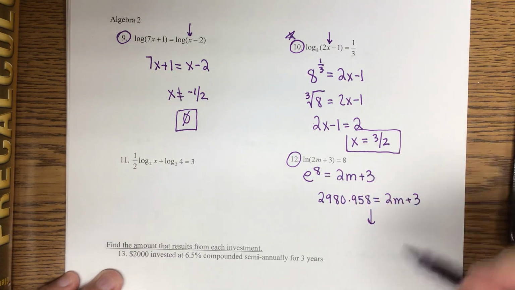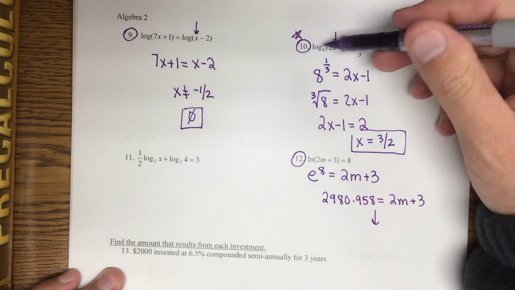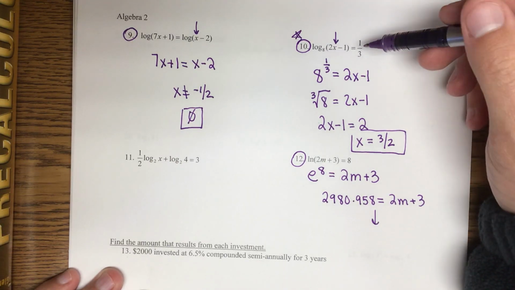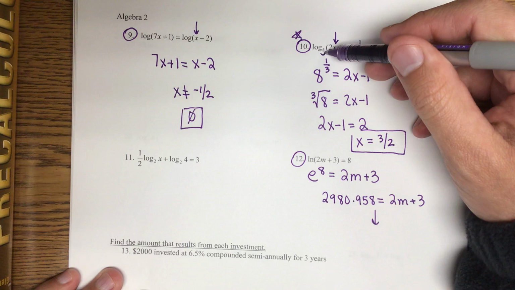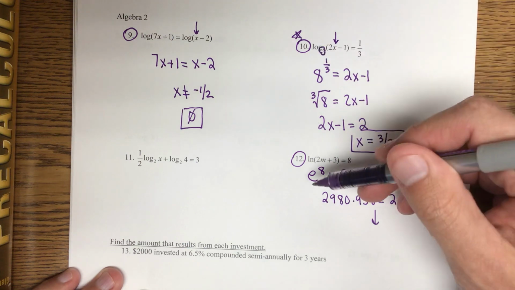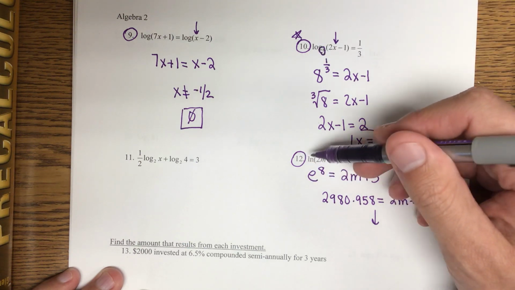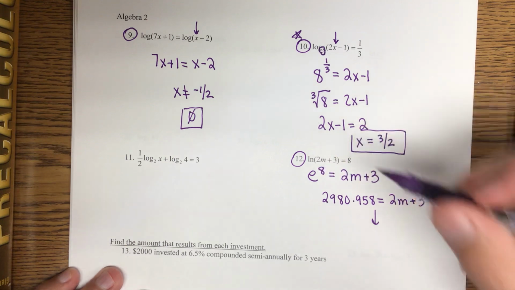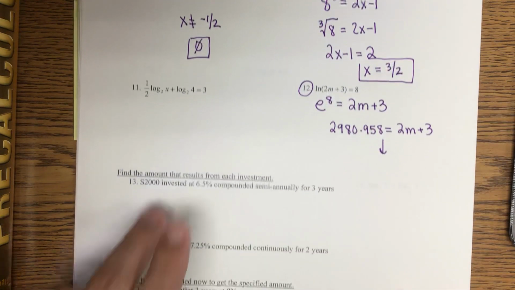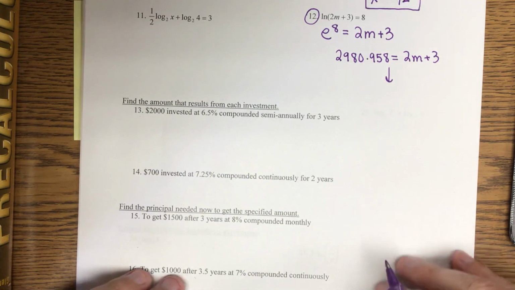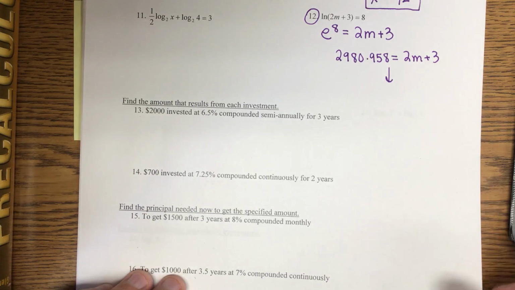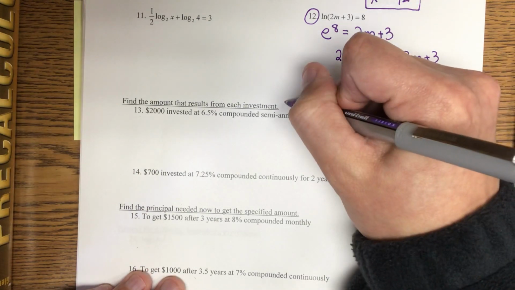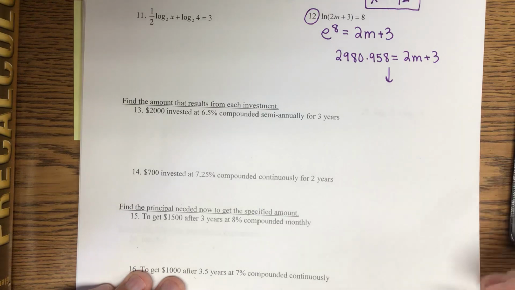But the part that gets people here is a lot of times people do a good job of converting it on number 10 because they see that 8. That 8 is clearly the base, but sometimes people forget that in number 12 when it's natural log, the base is e. 13, 14, 15, and 16 are the investment problems. Go back and look at day 3 if you have any questions about those, or reach out to me.